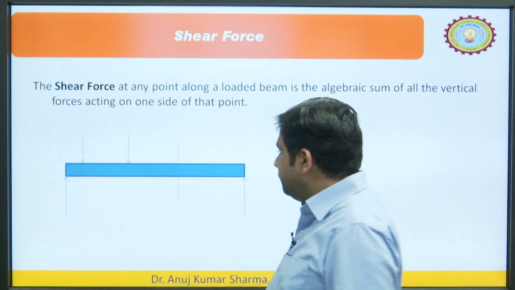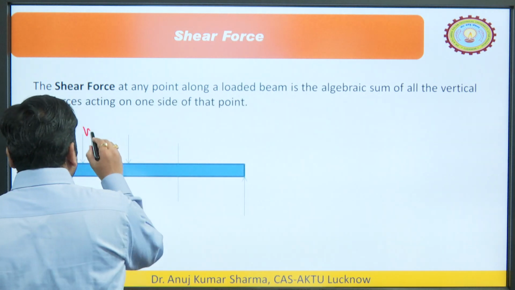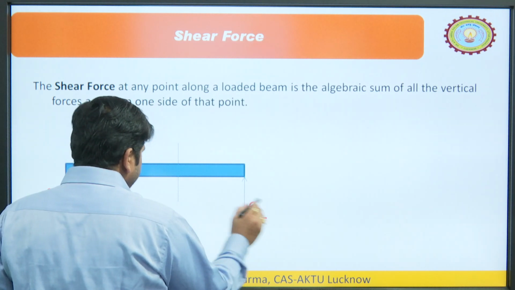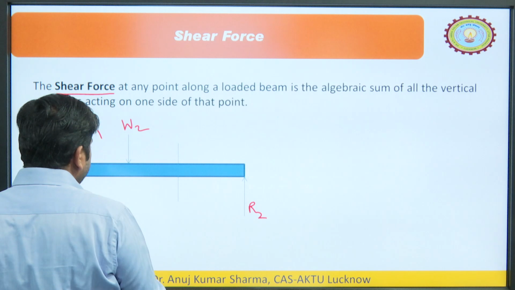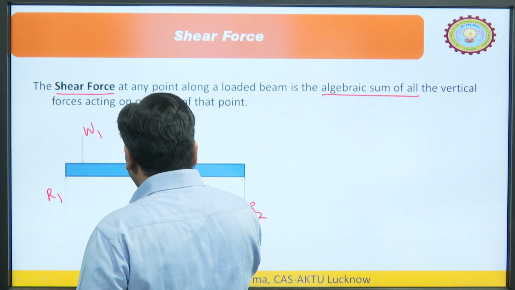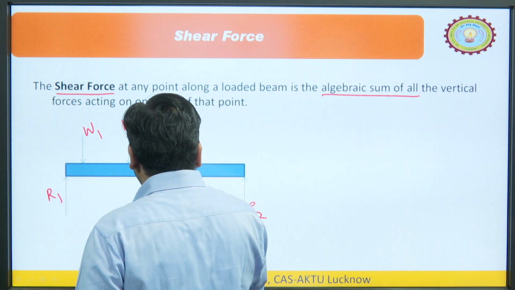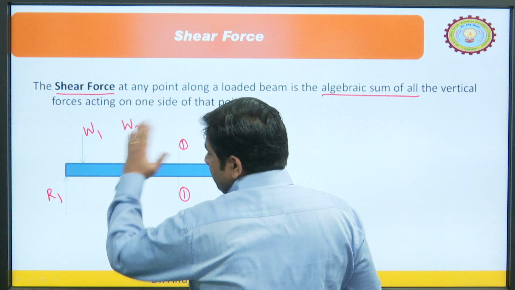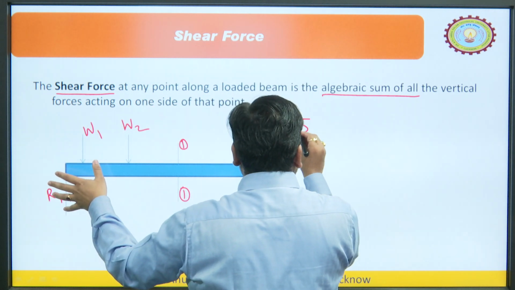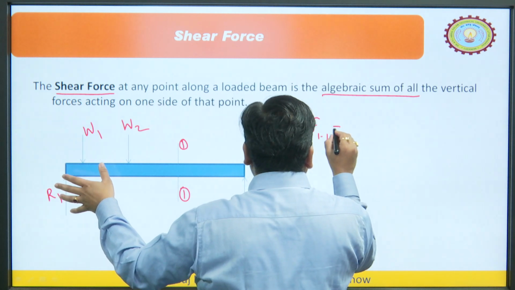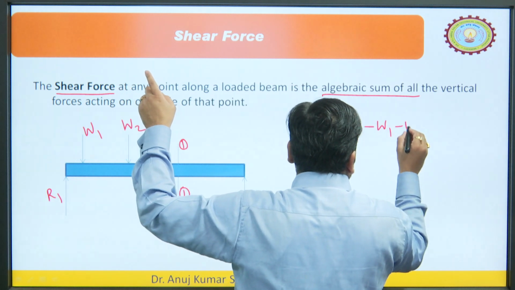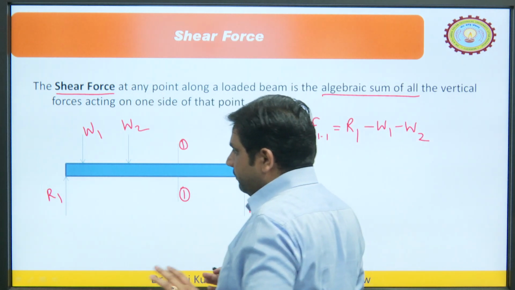Shear force, let us recapitulate. Let us say this is W1, W2 and these are reactions R1, R2. So, the shear force is what? Shear force is the algebraic sum of all the vertical forces acting on any particular section. Let us say this is section 1-1. So, on the left side we will see the algebraic sum of all the forces. So, just add these forces. Let us say shear force 1-1 is equal to R1, positive upward, minus W1 minus W2. So, likewise we can calculate the shear force at any point.